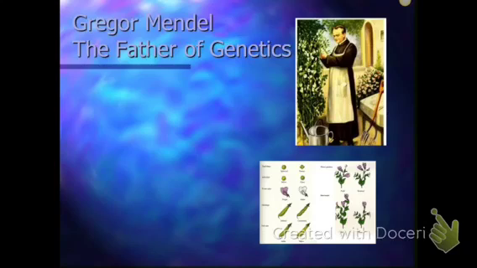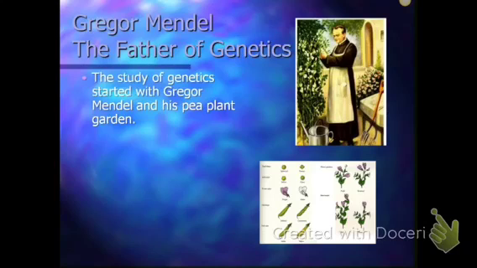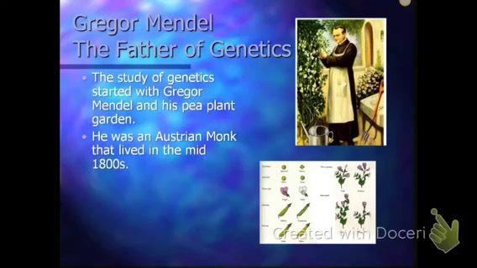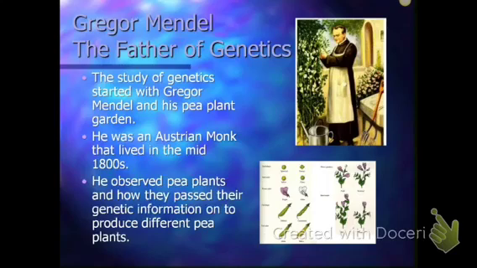So there was this guy, Gregor Mendel, and he's called the father of genetics. He did some experiments with some pea plants that I'm going to explain to you in just a few minutes. He was an Austrian monk that lived in the mid-1800s. He was not a scientist. He was just curious about how things worked. And so through his experiments, he figured out how traits are passed down.